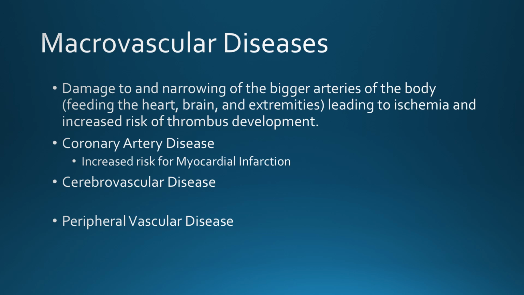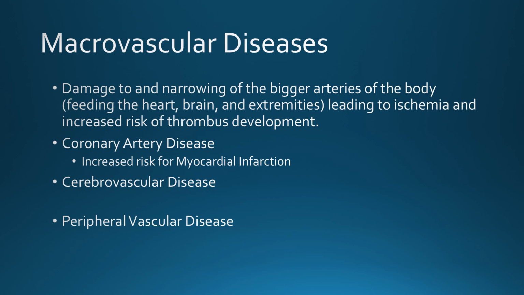All right, so now we're talking about damage to the bigger arteries of the body. So those arteries that feed the heart, brain, and extremities that lead to ischemia and increased risk of thrombus development as well. So with coronary artery disease, we're talking about the coronary arteries that feed the myocardium of the heart. So as we have scar tissue developing here, patients are going to be at higher risk for decreased blood flow to the myocardium, which increases their risk for things like a myocardial infarction or a heart attack.